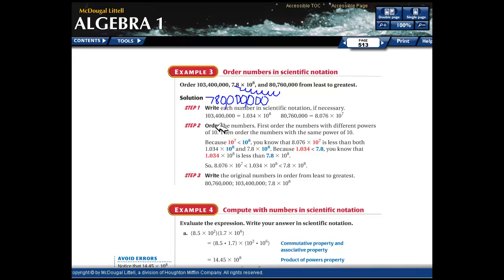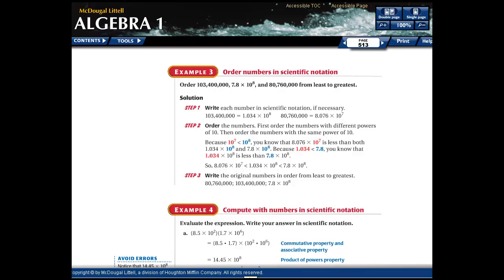So if I do least to greatest: least, next biggest, biggest. Now, even though I just found that that was 780 million, it does want the original numbers. So don't write down 780 million. Write down 7.8 times 10 to the 8th. Okay, moving on.